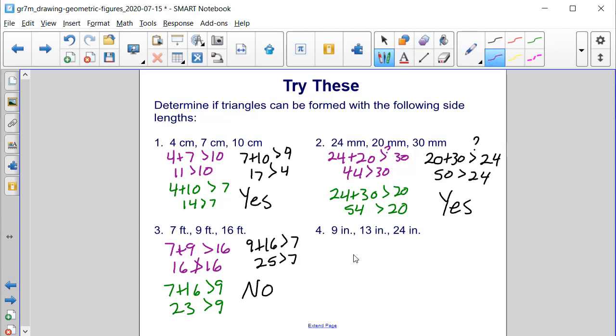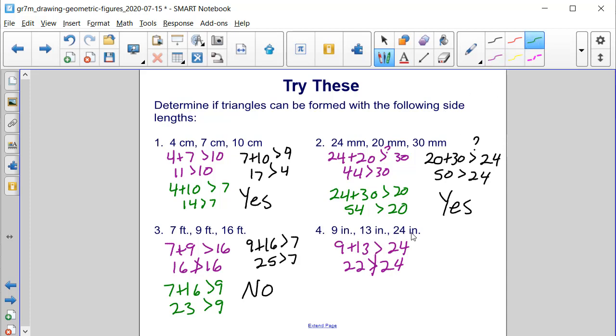Now let's look at the last problem. We have side lengths of 9 inches, 13 inches, and 24 inches. Let's again start with our first and second, with 9 and 13, and see if that's greater than 24. When we add up 9 and 13, we get 22, and that is not greater than 24. It's actually less than.